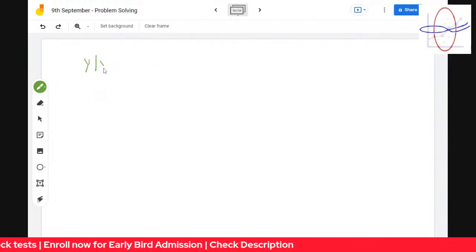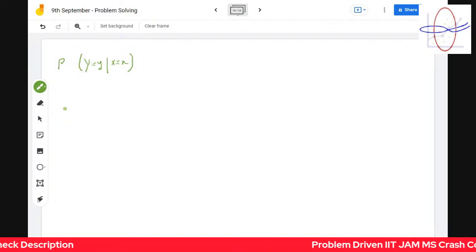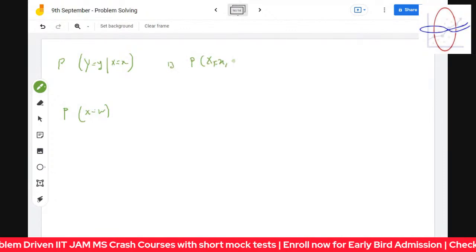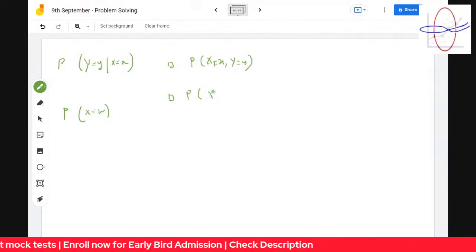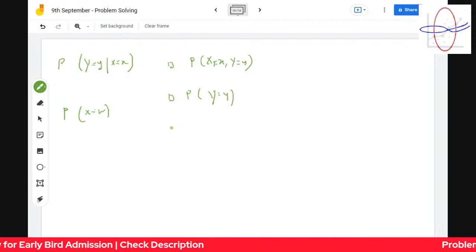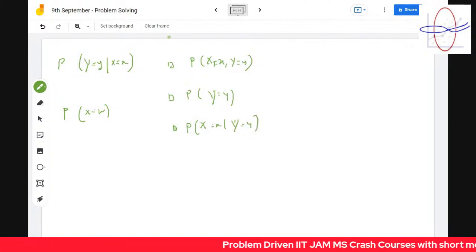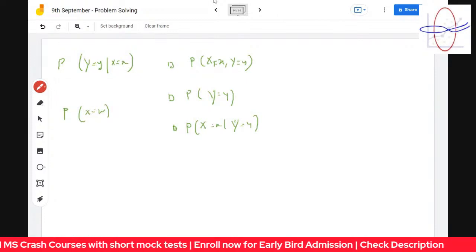Let's understand this very carefully. We know the probability of this. We know the probability of this. From this, what can we create? Can we create the probability X equal to x and Y equal to y? Can we create the probability Y equal to y? Can we create the probability X equal to x given Y equal to y? Can we create all of them? Tell me, this is an important problem solving strategy. What do you think, guys?